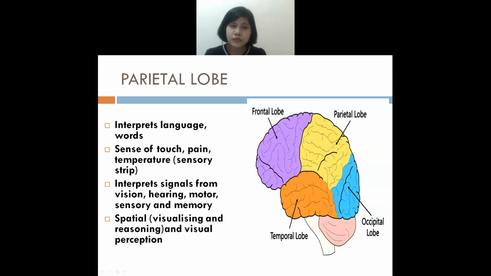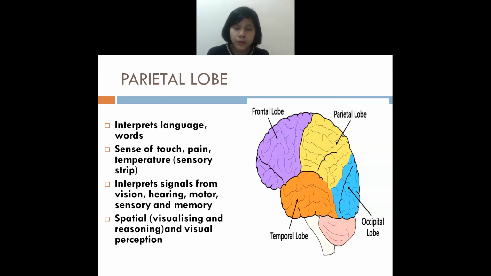Next is interpret signals from vision. What does this mean? It means that if you just see the scenario, if you just see the environment, whatever is occurring or happening, you'll be able to grasp it. You'll be able to know why this thing is happening or why this thing is occurring.